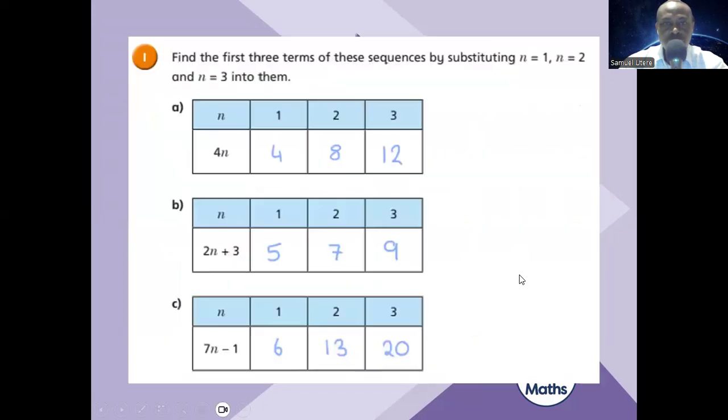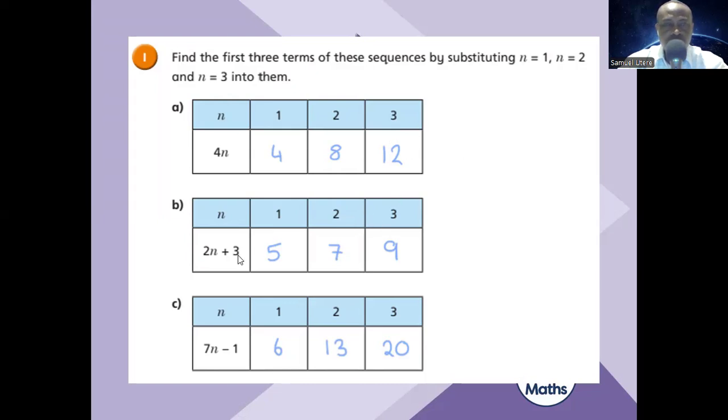Let's discuss them. So for this one, you're told that n is 3. You just need to substitute. So here you're told find the first 3 terms of these sequences by substituting n equals 1, n equals 2, and n equals 3. So when n is 1, this will simply be 4 times 1, okay? When n is 1, it will be 4 times 1, and then when n is 2, it will be 4 times 2. When n is 3, it will be 4 times 3, okay?